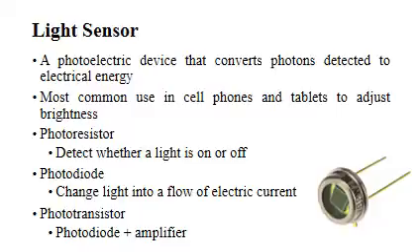Light sensors have a lot of uses. The most common use in our daily lives is in cell phones and tablets. Most portable personal electronics now have light sensors used to adjust the brightness. There are different types of light sensors available, mainly photoresistors, photodiodes, and phototransistors.